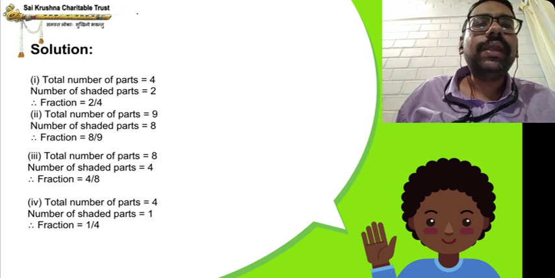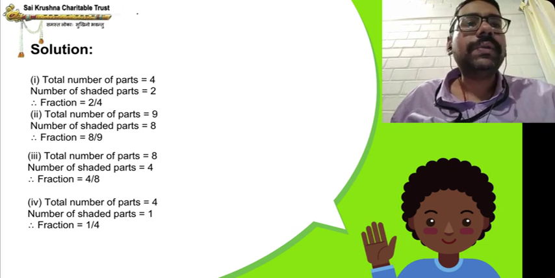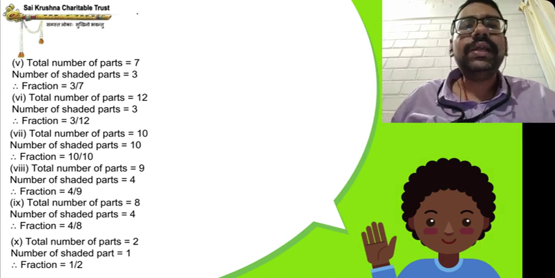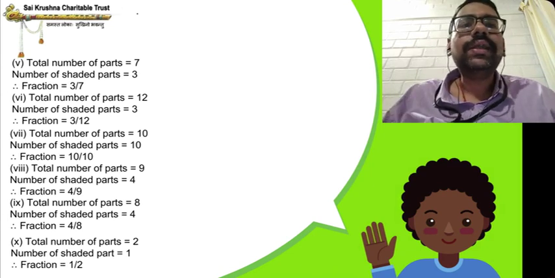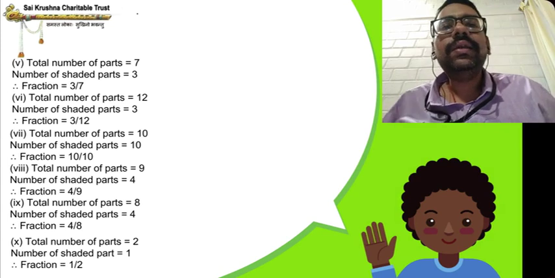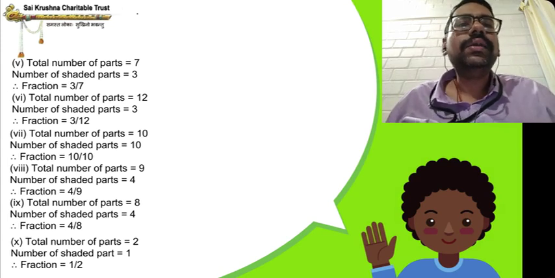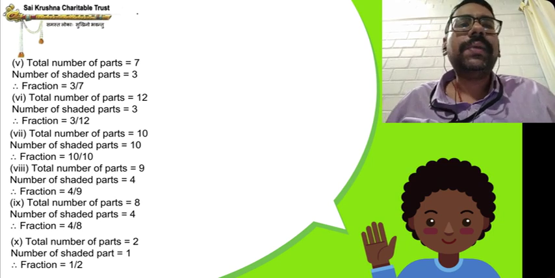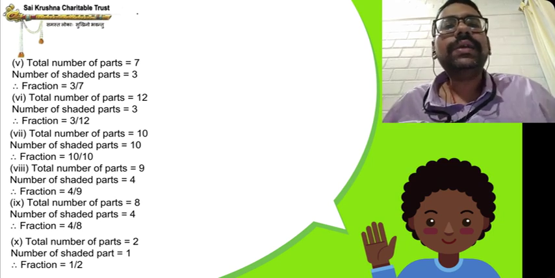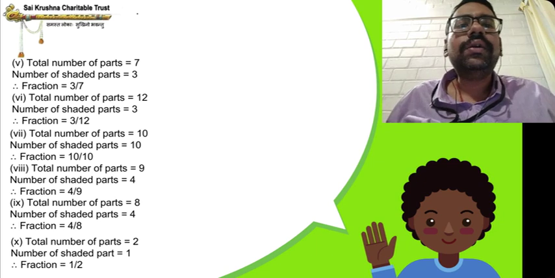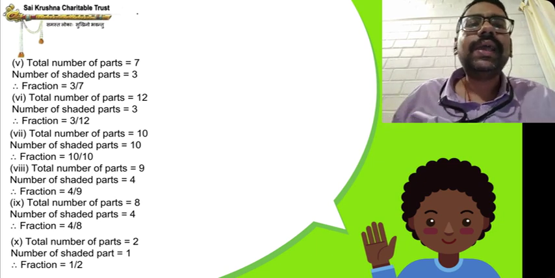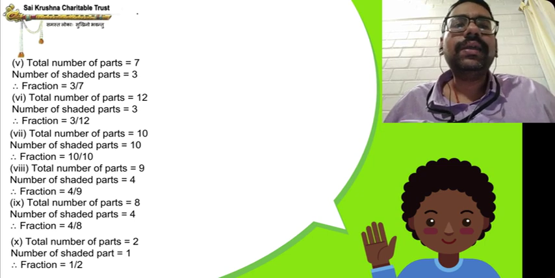Next one, 1 out of 4 is shaded. In fraction, you represent it as 1 divided by 4. Fifth one, 3 out of 7 is shaded. 3 by 7. Next one, total number of parts 12. Number of shaded parts 3. So the fraction 3 out of 12 can be written as 3 divided by 12. Next, all 10 out of 10 are shaded. So how will you represent it as a fraction? 10 out of 10 can be written as 10 divided by 10.